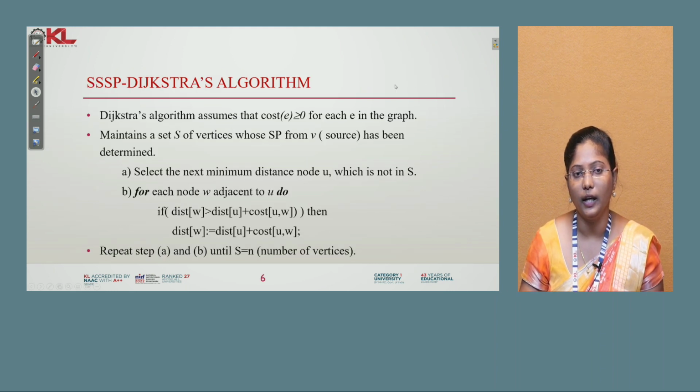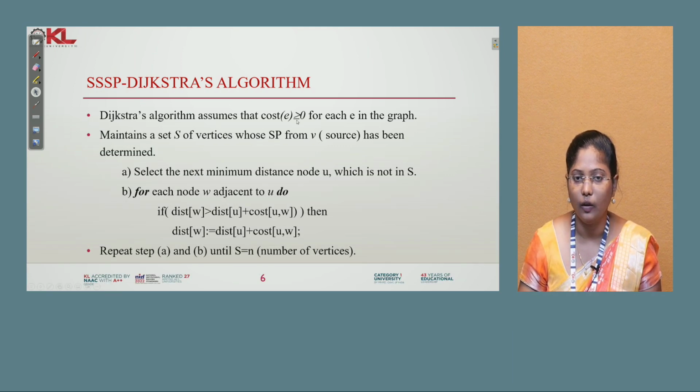Then coming to the algorithm, these are the main steps we need to follow. What are those? Dijkstra's algorithm assumes that the cost of E is greater than or equal to 0 for each E in the graph. So all the time the cost should be greater than or equal to 0 and also positive. Next, the second one is we have to maintain a set of vertices whose shortest path from V, the source node, has been determined. So from the source node only we need to find the shortest path to all the vertices, and those should be in the set, right.